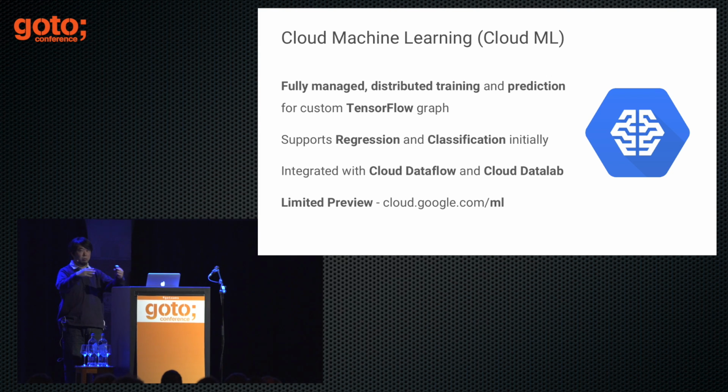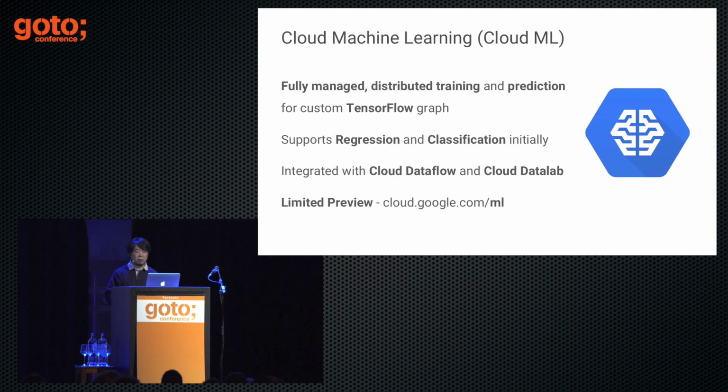So once you have written your TensorFlow graph and run it on your laptop, then you can upload the same TensorFlow graph to Google Cloud Machine Learning, so that you can specify the number of GPUs you want to use with the service, such as 20 nodes or 50 nodes, to accelerate the training. Right now, Cloud ML is in limited preview, so you have to sign up to start trying it out.